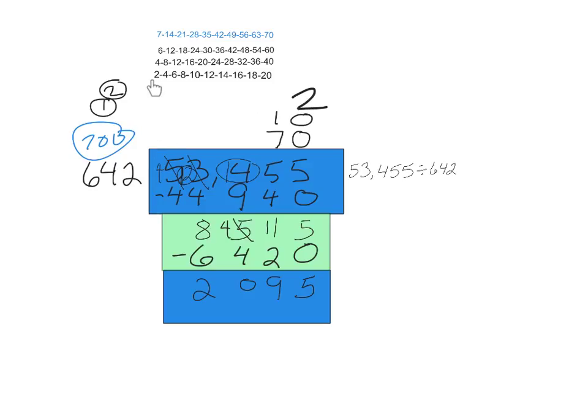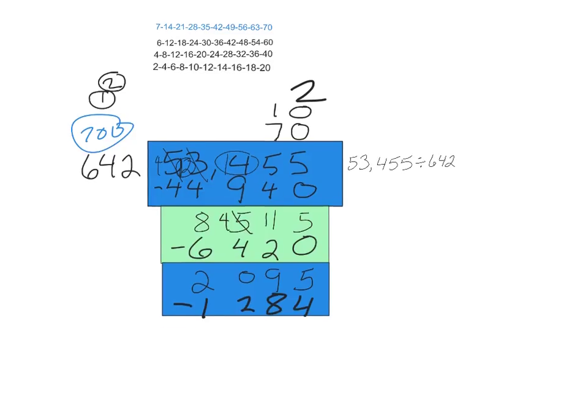So 2 times 2 is going to give me 4, right? So I'll drop my 4 right there. And then 2 times 4 is going to give me 8, so I'll drop an 8 right there. And then I've got 2 times 6, which is going to give me the 12, so I'll drop the 12 right there. And bam, now I'm ready to subtract.